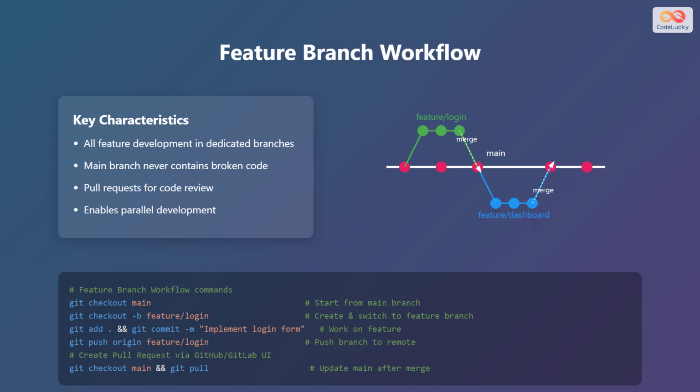Here are some common commands in the feature branch workflow. You start from the main branch using git checkout main. Then you create and switch to a new feature branch using git checkout -b feature/login. You can then work on the feature. To push the branch to remote, use the command git push origin feature/login. After creating a pull request via GitHub or GitLab, you can update main after the merge using git checkout main and git pull.